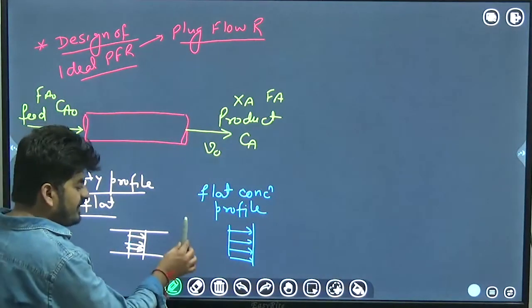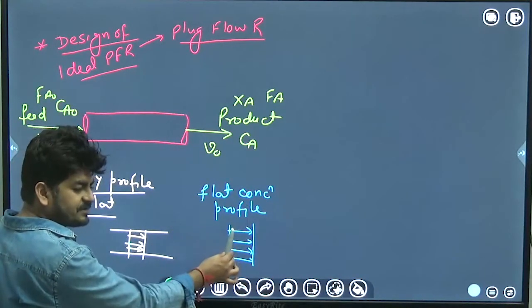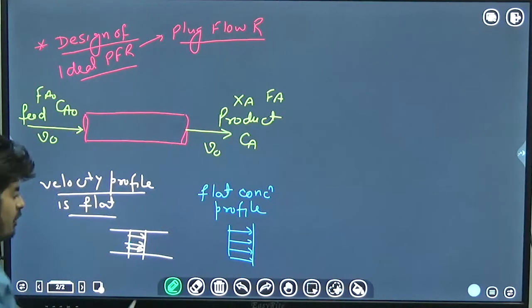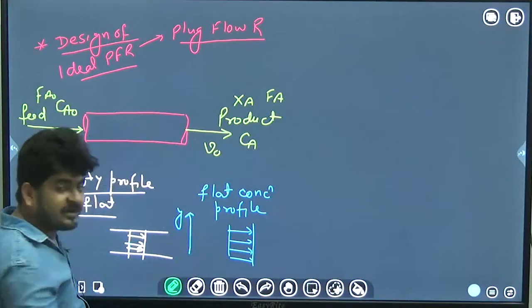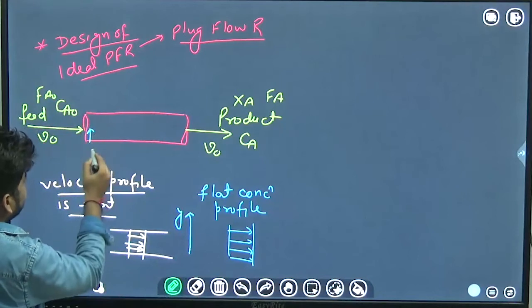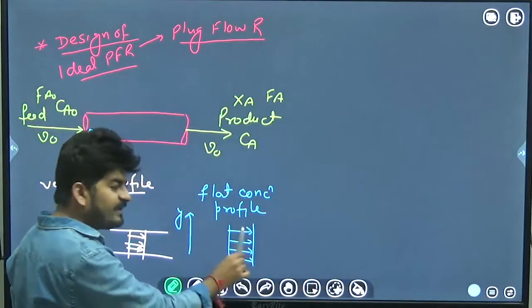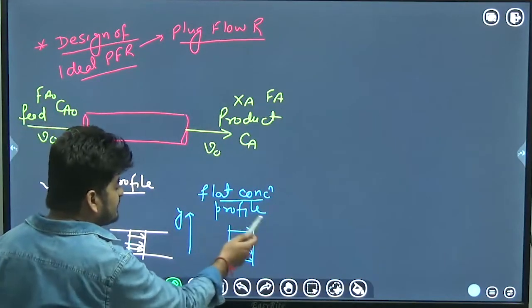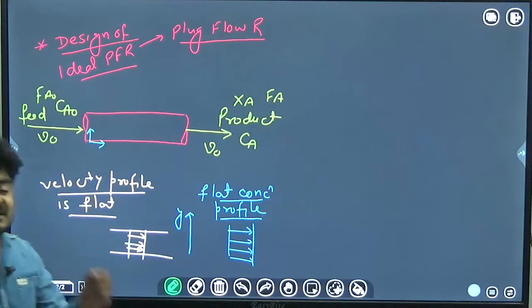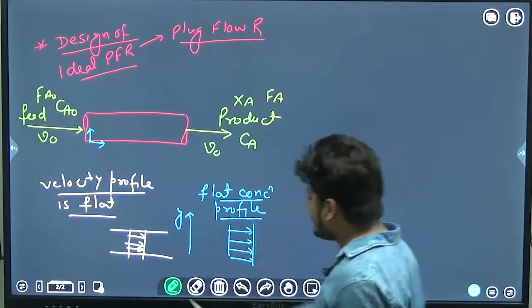Means whatever concentration is there, the same concentration will be on this side. And all molecules in this vertical layer in the y direction, in this radial direction of the pipe, will move with the same velocity. Okay, and as all molecules are moving with the same velocity, that's why the concentration profile is flat. And if the concentration profile is flat, what is the meaning? The meaning is simple. Just understand, guys.